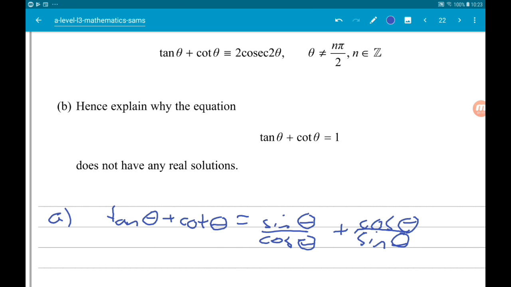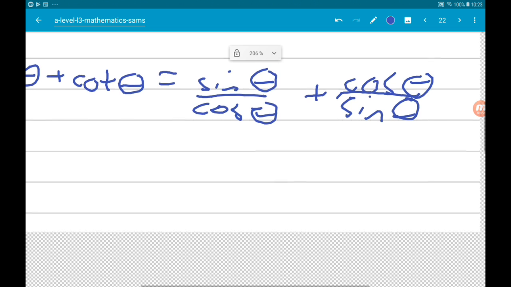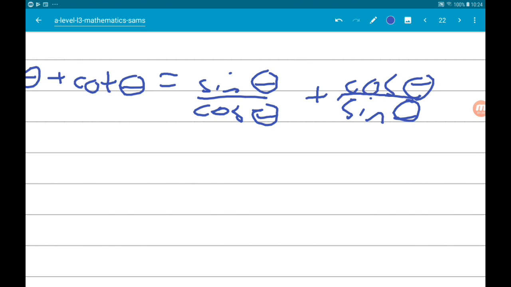Okay, now we want to turn this into a single fraction. So use whatever method you use. Personally, I use the cross multiplication method. So I would get sine squared add cos squared over sin theta cos theta.